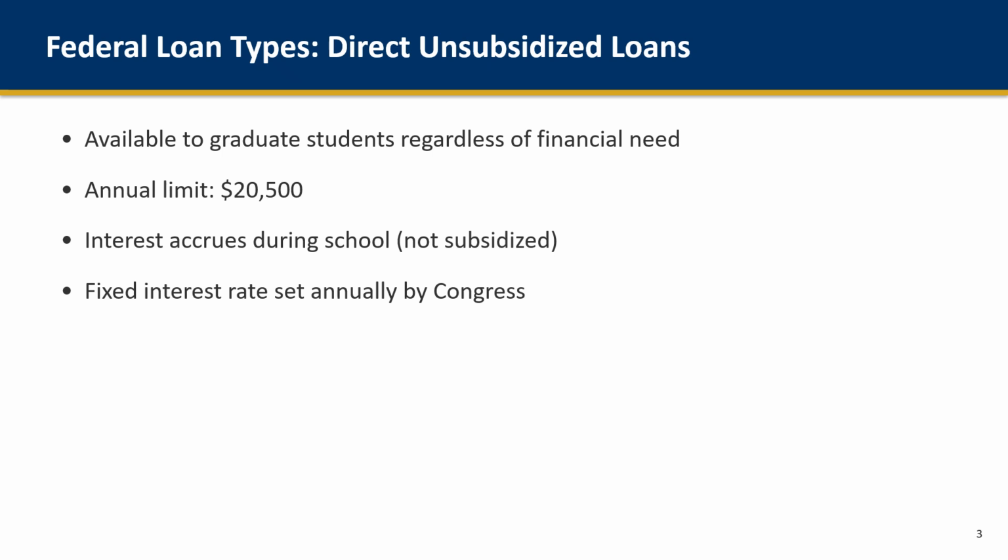Interest accrues during school, which is what unsubsidized means. Unlike undergraduate subsidized loans where the government pays interest during enrollment, graduate students are responsible for all interest from the day funds are disbursed. You can defer payments until after graduation, but unpaid interest capitalizes, meaning it gets added to your principal balance. Interest rates are fixed and set annually by Congress based on market conditions. Rates vary year to year, but remain fixed for the life of your individual loan. Check current rates when you're borrowing. These loans should be your first choice among federal loan options due to their relatively favorable terms.